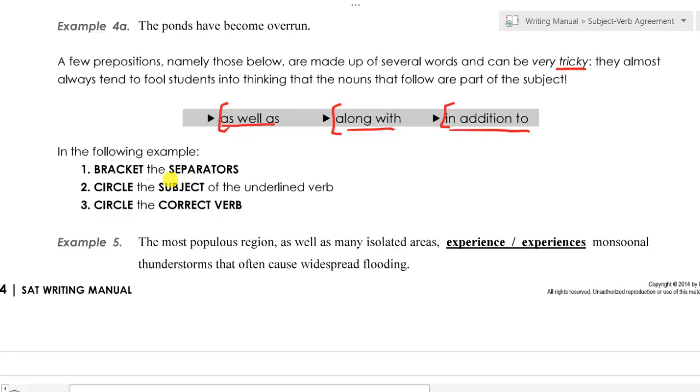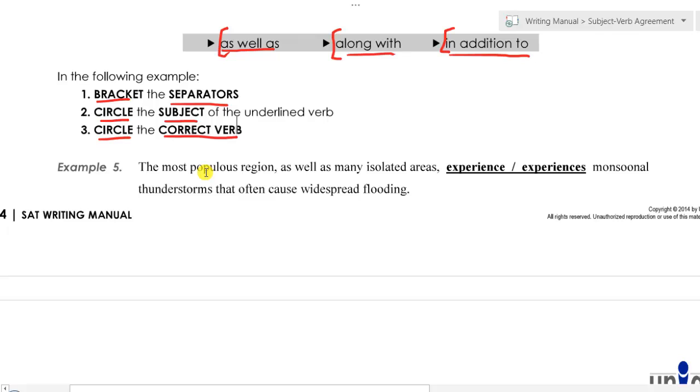So in the following example 5, we are doing three things: bracketing separator, circling subject, circling verb. Example 5, go ahead and do it on your own. In example 5, we have the most populous region as well as many isolated areas, blank monsoonal thunderstorms that often cause widespread flooding. So again, remember what we said, as well as is a preposition. We can start our bracket there. We can end the bracket after isolated areas, which would be the object of that preposition.